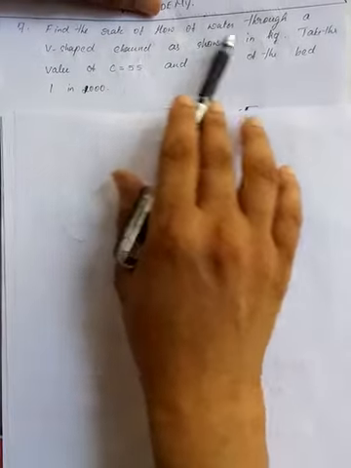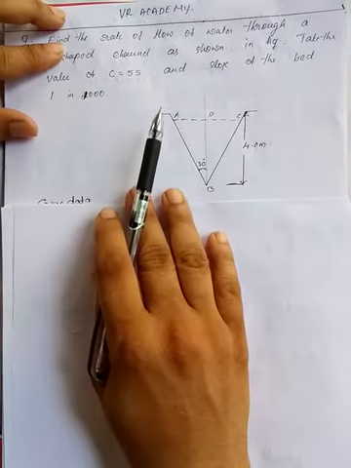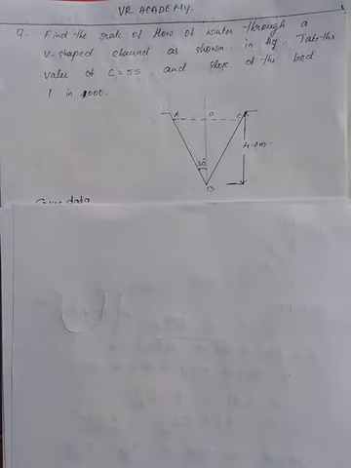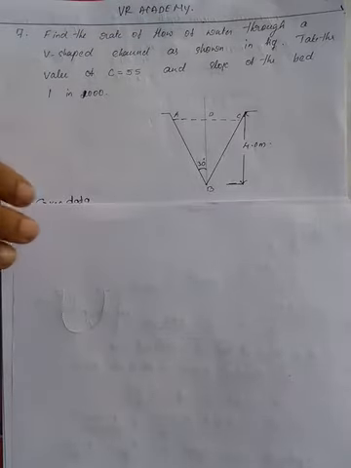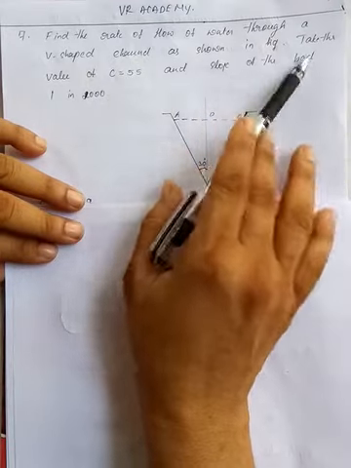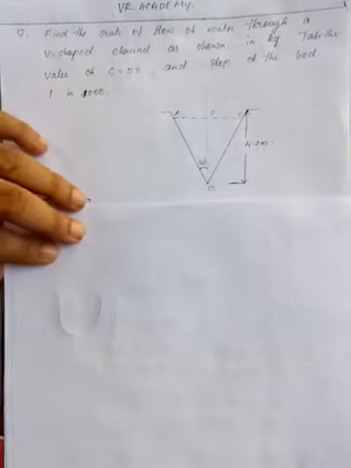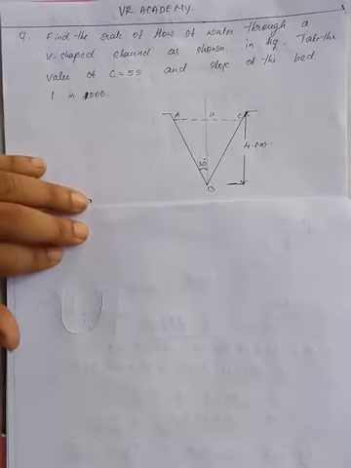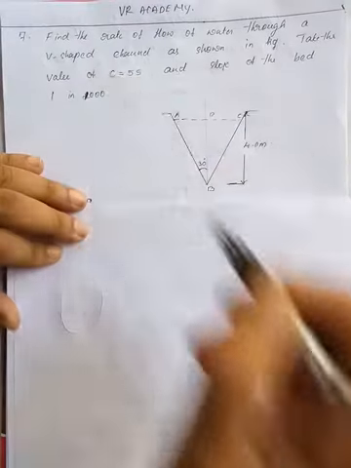Next, go for the next numerical from the Chezy constant. Find the rate of flow of water through a V-shaped channel as shown in the figure. This is the triangular channel. Already you studied the rectangular channel, the trapezoidal channel, and the combination of rectangular and circular channels. Now you can go for the triangular channel. Take the value of C equal to 55 and the slope of the bed is 1 in 1000.